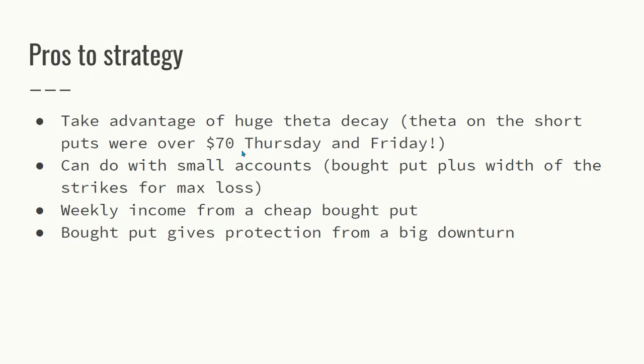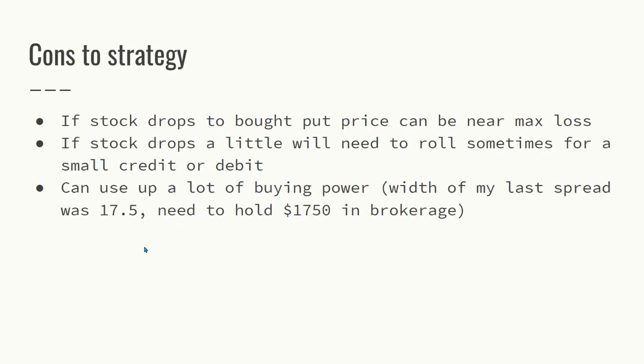You can do this with pretty small accounts. I only needed $621 plus width of the strikes. So you could do that for maybe $1,000 total. Weekly income from that cheap bought put, that cheap bought put, $621 is getting me $150 per week just back from these expiring sold positions. And again, that bought put does give protection from a big drawdown. If the stock tumbles, at least I would have a certain max loss scenario, but the bought put would increase in value as well.